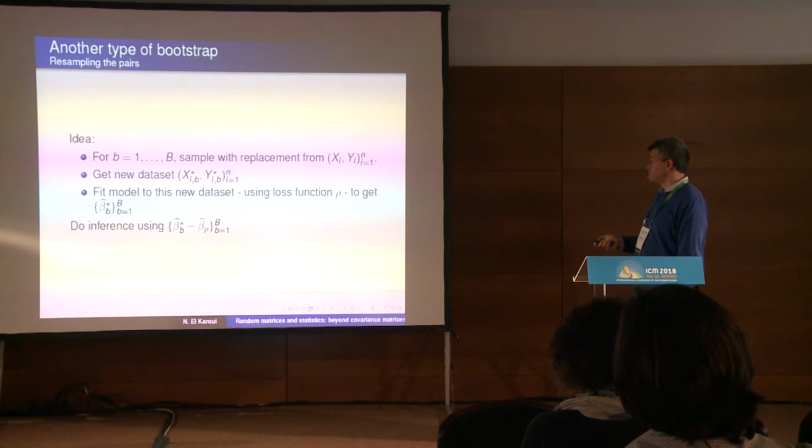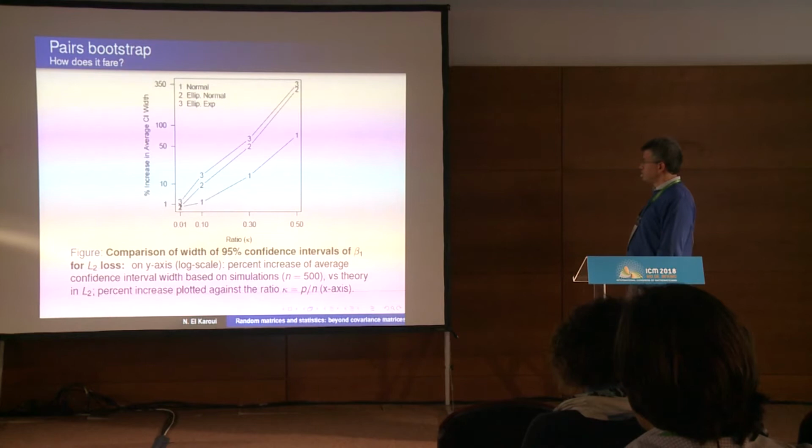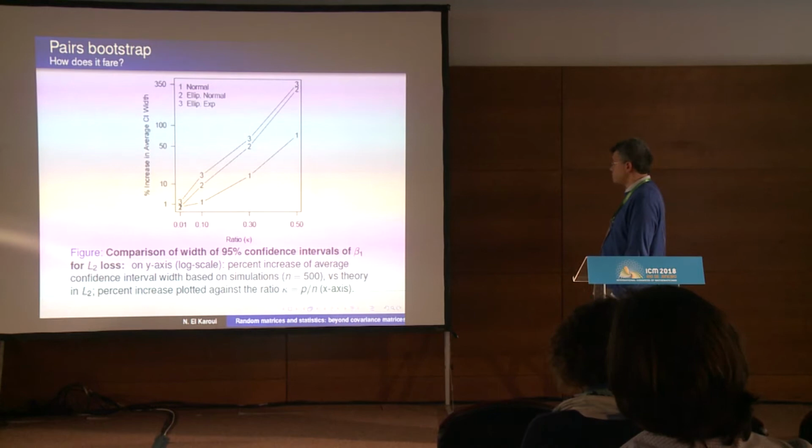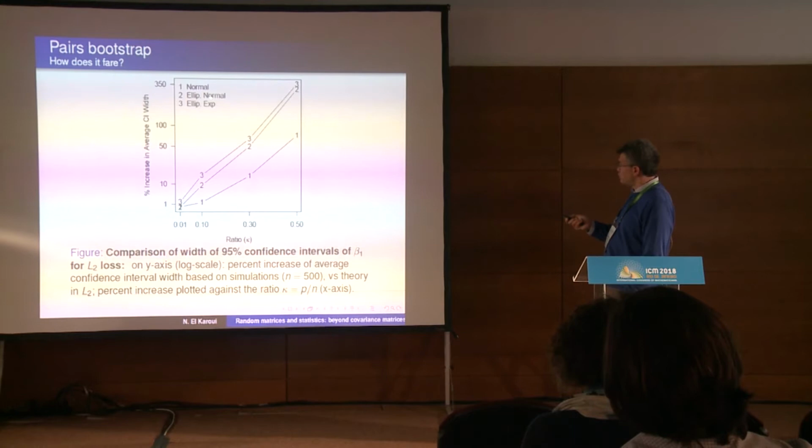So this is least squares with pair resampling in high dimension. And here, what we are plotting for various designs is the size of the average confidence width of the bootstrap version versus the true correct confidence interval. The message here is that all those bootstrap confidence intervals are way too big. This is on log scale. This is to show you that there is no universality, because when we go from normal to elliptical, we have very different behavior.